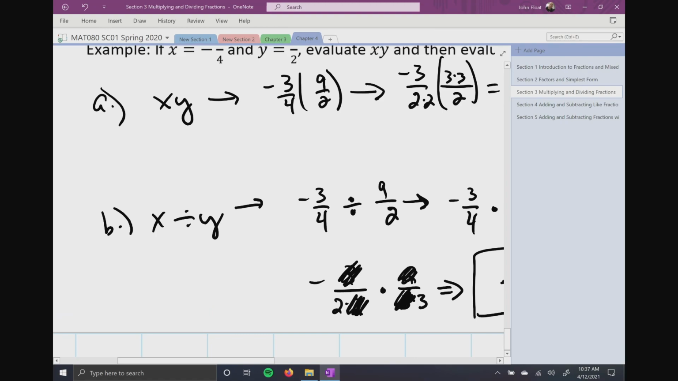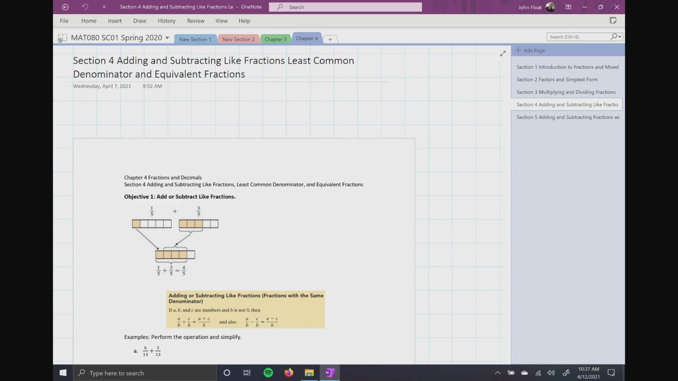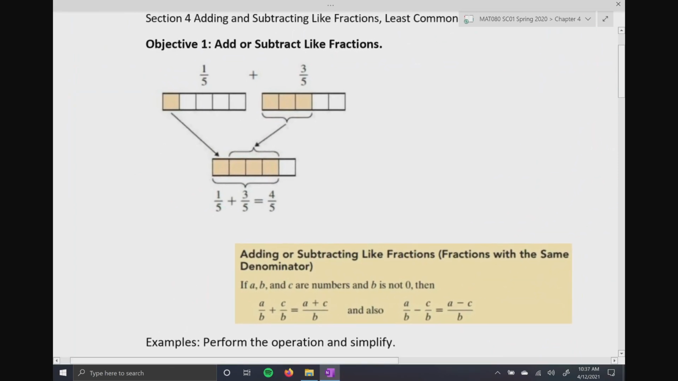All right. Section 4. Easiest section in the book. Easiest one. So here's what we're looking at. I like this picture. I think it really drives home what we're doing. So in section 4 and section 5, we're talking about adding or subtracting fractions. That's what we're talking about, adding or subtracting fractions.